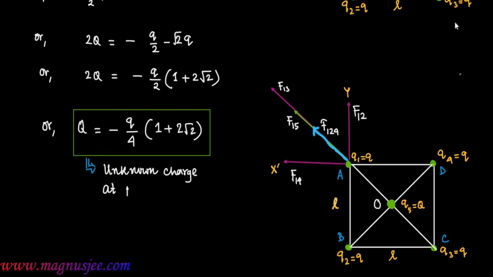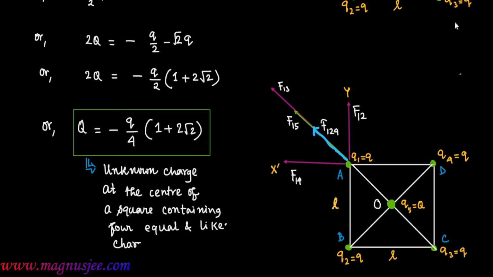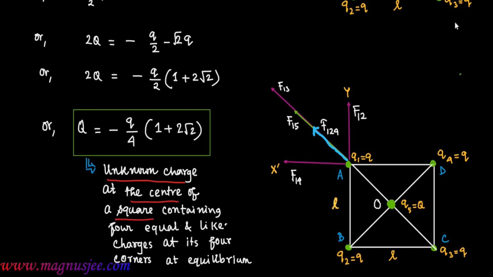The value of the unknown charge at the center O of the square ABCD containing four equal and like charges at its four corners, at equilibrium, is capital Q equals minus q by 4, 1 plus 2 root 2, which is the unknown charge at the center of the square at equilibrium.